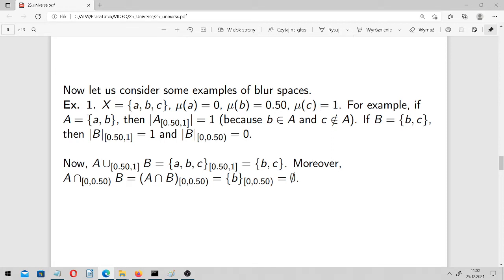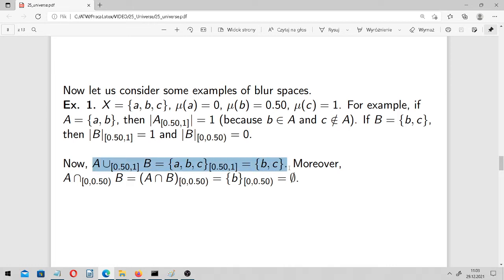So for example, if we have this set A consisting of two elements A, B, then the cardinality of its 0.5 to 1 closed interval subset is just 1, because there is only one element in A for which the visibility function takes values from 0.5 to 1. This is B, because C does not belong to A. Something similar with B, you may check all these simple calculations.